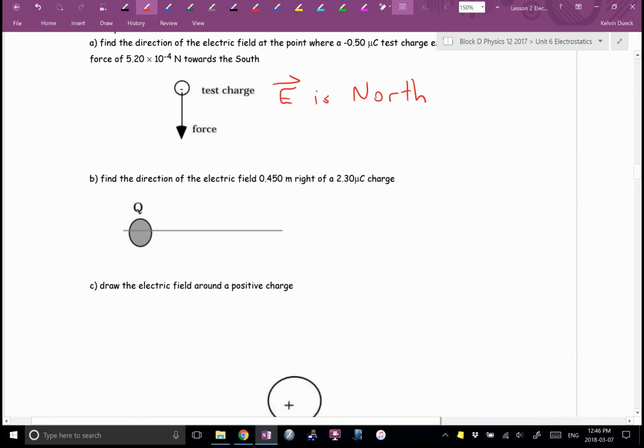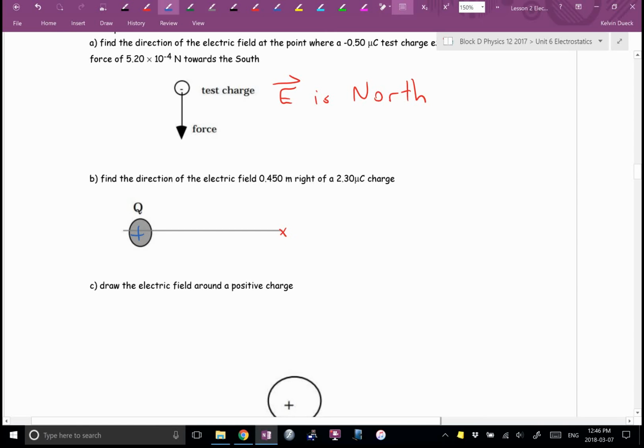B says, find the direction of the electric field to the right, right there. Here is the planetary charge. What's the charge on it, positive or negative? Yes, it's positive. Are you positive? Yes, so that's positive. So in our mind, imagine another little tiny positive right there.